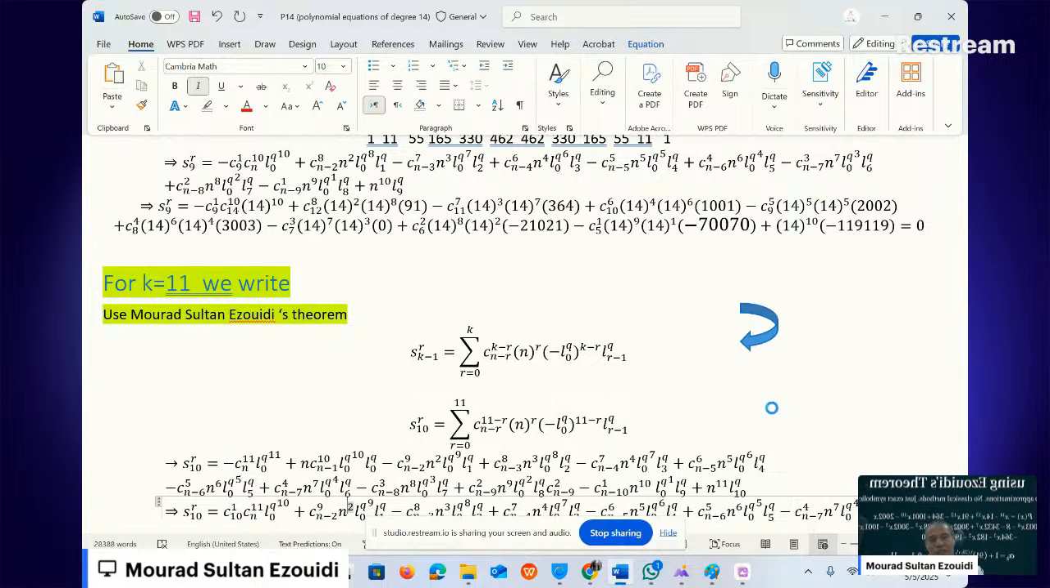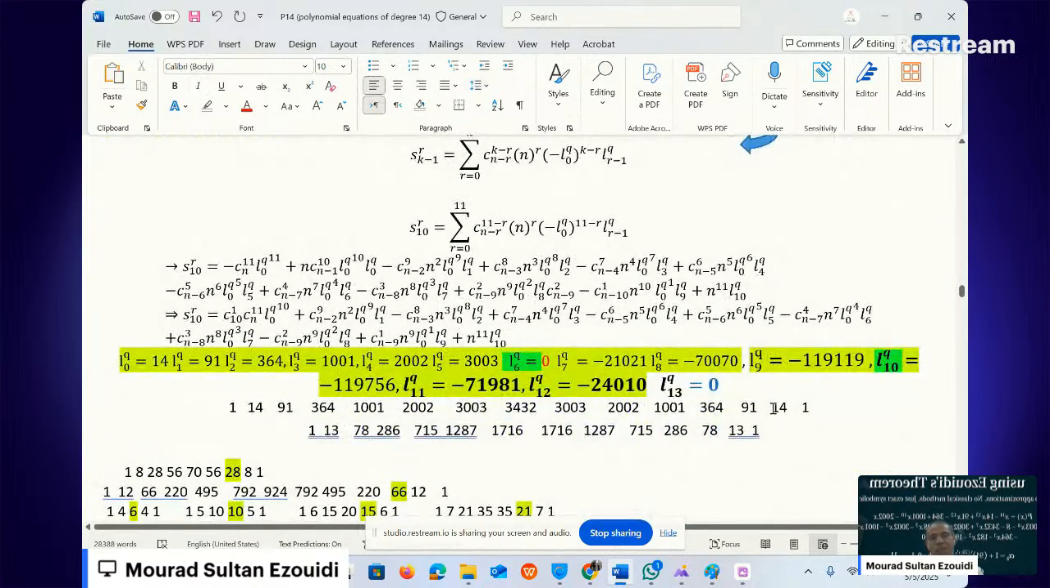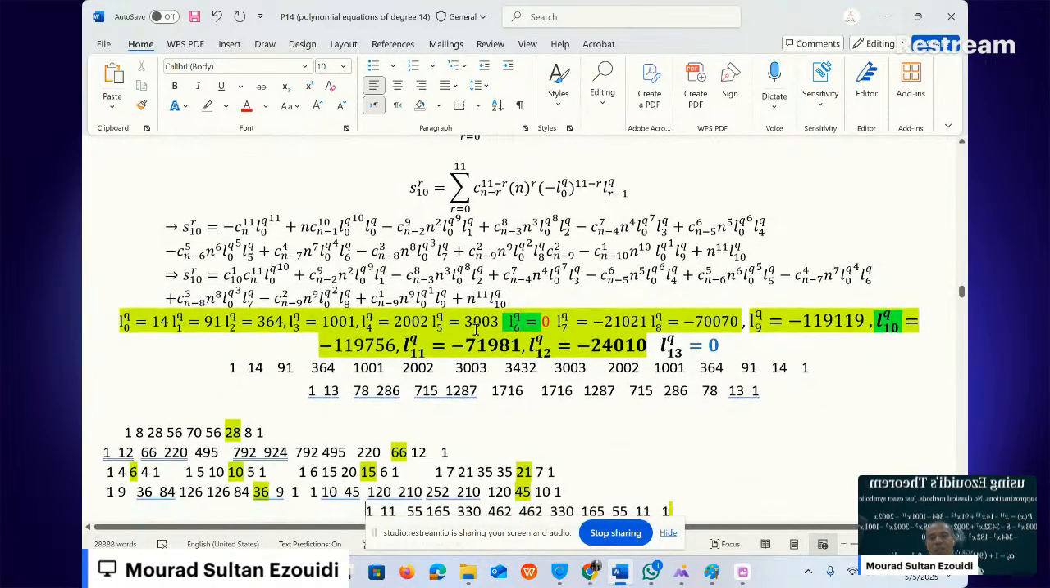So here you can see that I will dive into the recursive formula and put k equal 11. I will obtain S10. This is the formula that will give you the 11th coefficient. What's needed here? You need only the highest power n, which is 12, 14, and n0 up to n10. Up to n10, we will stop at negative 119,756. The other coefficients relate to S11, S12 and S13.